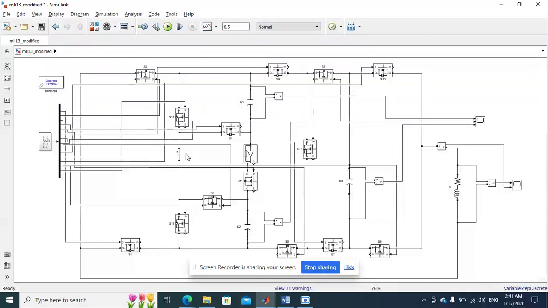These are the main features of this inverter.